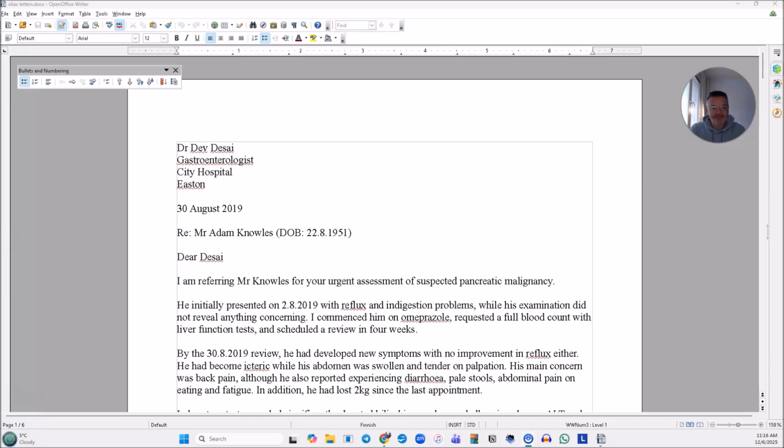Now, we're not going to look at the case notes here because, as I keep saying in my other videos, if I have to read the case notes to understand your letter, then it's not a very good letter. The best letters are those where I don't need any other source of information because you've put it in your letter. If I've got to look at the notes, what does this mean? What does that mean? That's not going to work.